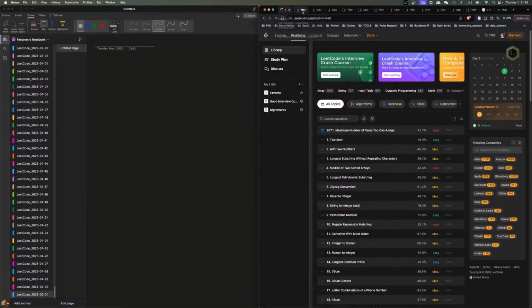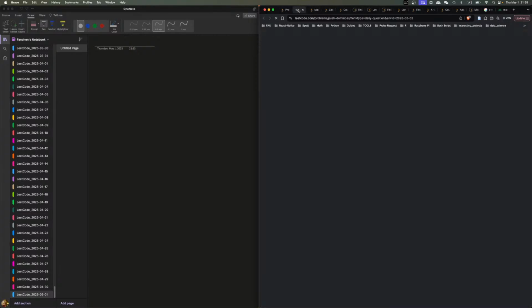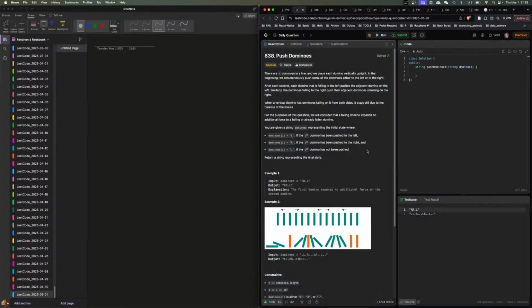We gotta deal with yesterday's problem. We have to, because it's fresh in my mind, so I want to deal with it. Alright, push dominoes: dominoes in a line. We place each domino vertically. But anyway, simultaneously push some of the dominoes either to the left or right.